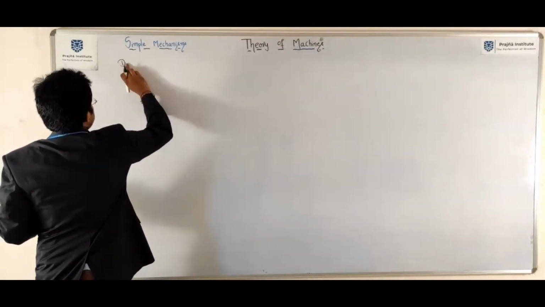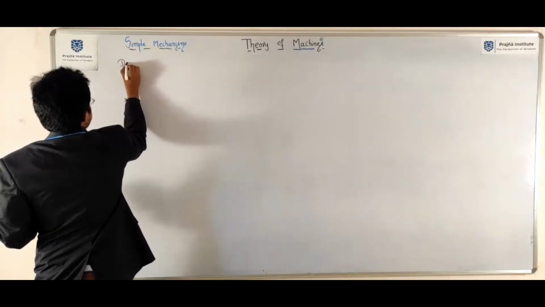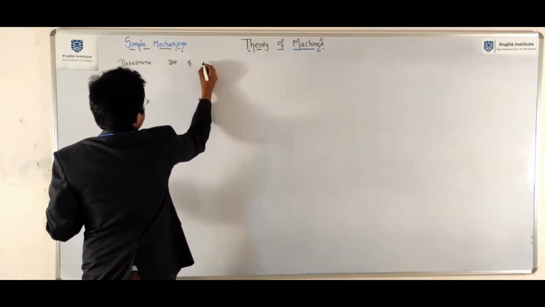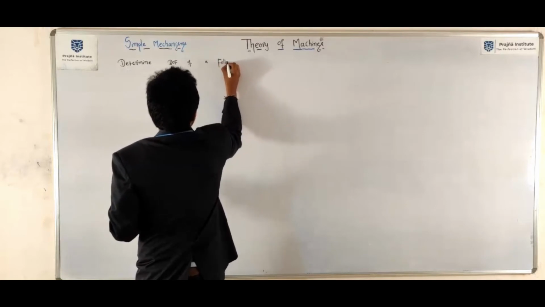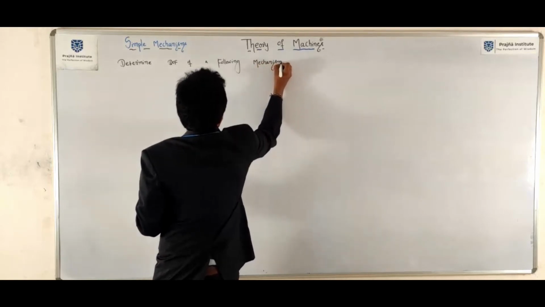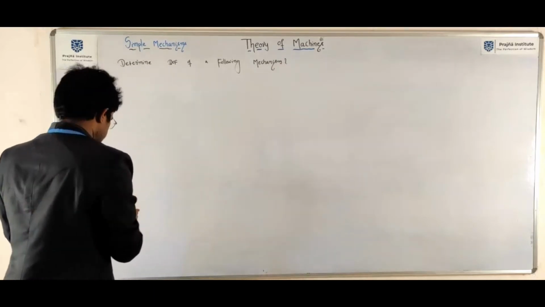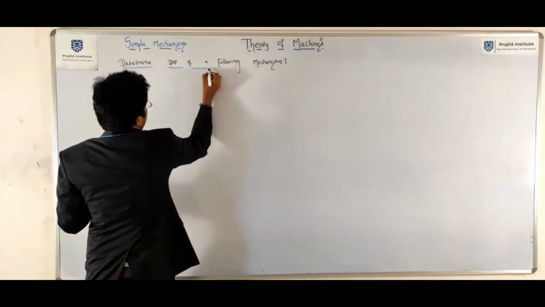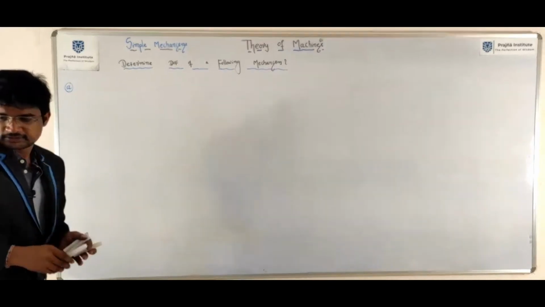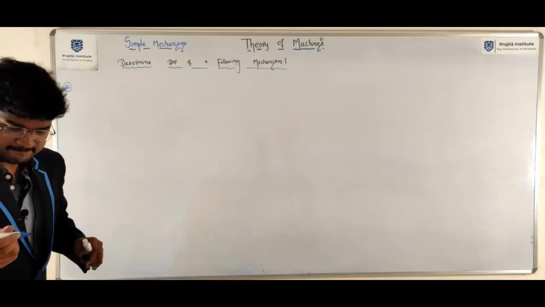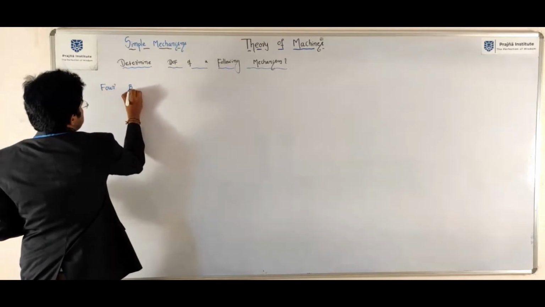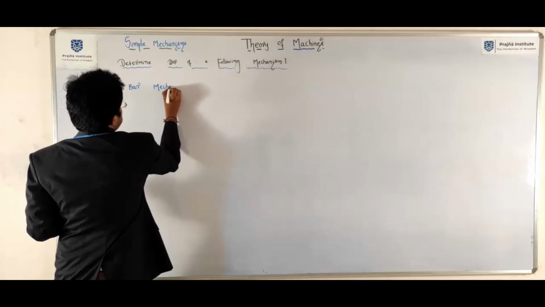Determine the degree of freedom of the following mechanisms. Question number A: four-bar mechanism.